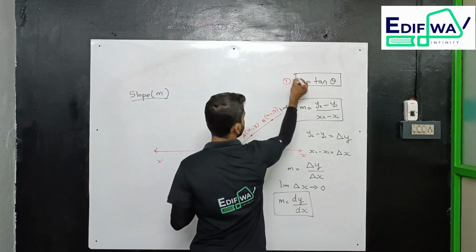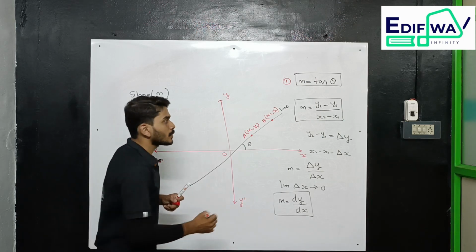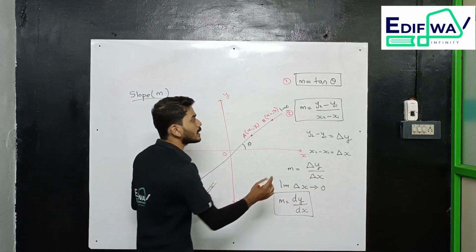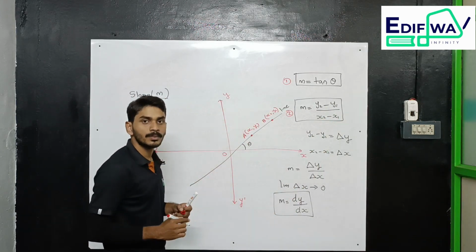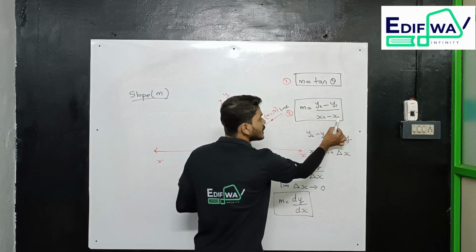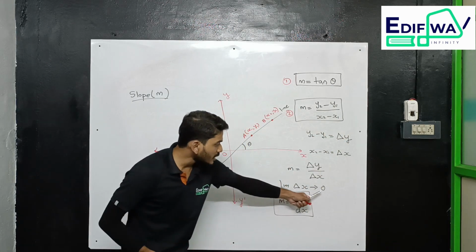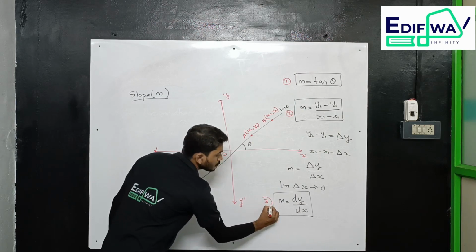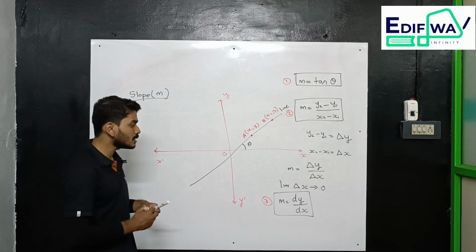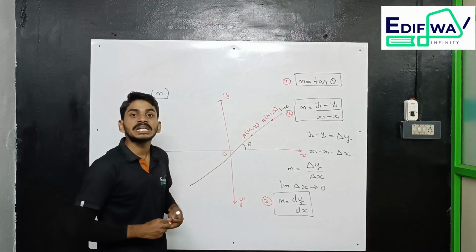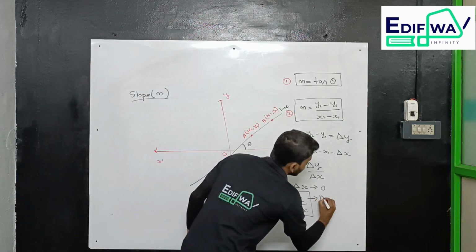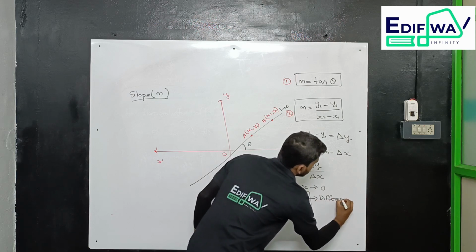So you have a total of 3 equations for slope. The first equation is m is equal to tan theta. The second equation is m equal to y2 minus y1 divided by x2 minus x1, which means change in y by change in x. If this x2 minus x1, that is delta x, is tending to 0, then you get the third equation, that is m equal to dy by dx. Clear? And this is called differentiation.